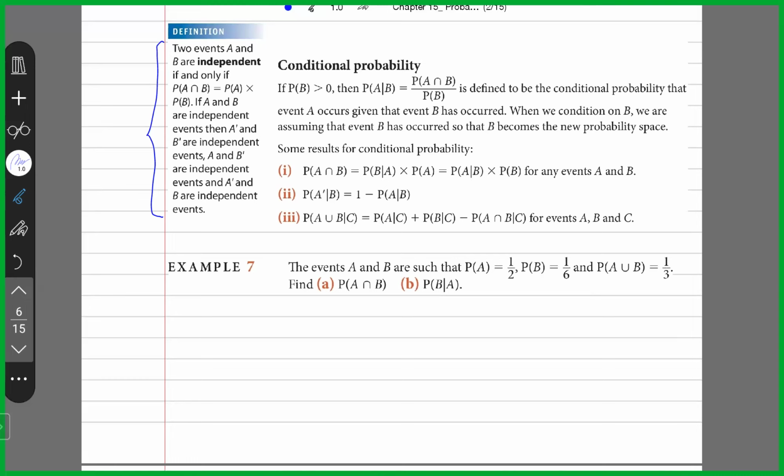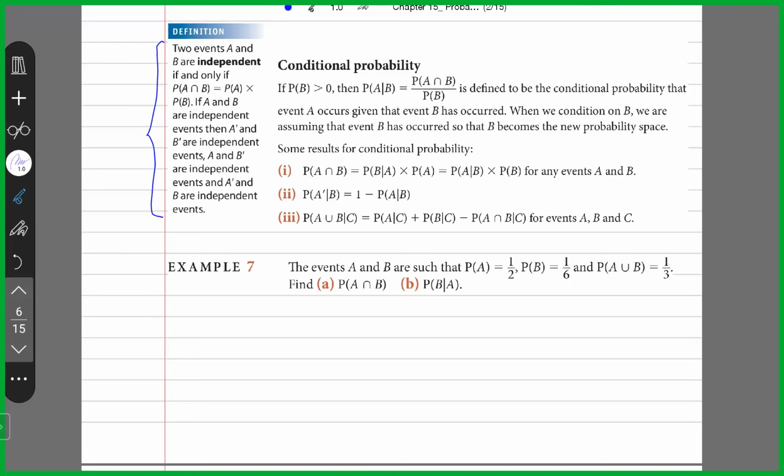Some results for conditional probability. A intersect B is equal to the probability of B condition A multiplied by the probability of A, which is equal to the probability of A condition B multiplied by the probability of B. For any events A and B, the probability of A complement condition B is equal to 1 minus the probability of A condition B. Seems important.